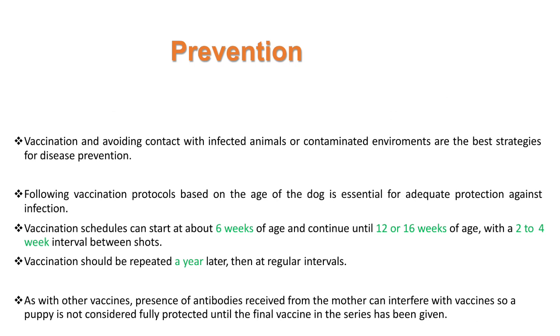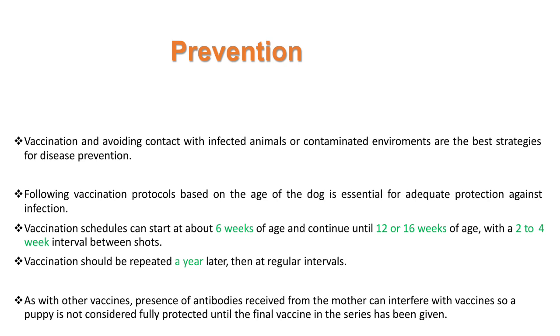you can administer the dose of the vaccine 4 times, or you can even use it 2 times at this age, with a 2 to 3 weeks interval. After that you will have to vaccinate your animal with a yearly annual dose of the vaccine after the first vaccination schedule is completed. As with other vaccines, the presence of antibodies received from the mother can interfere with the vaccine, so a puppy is not considered fully protected until the final vaccine in this series has been given.